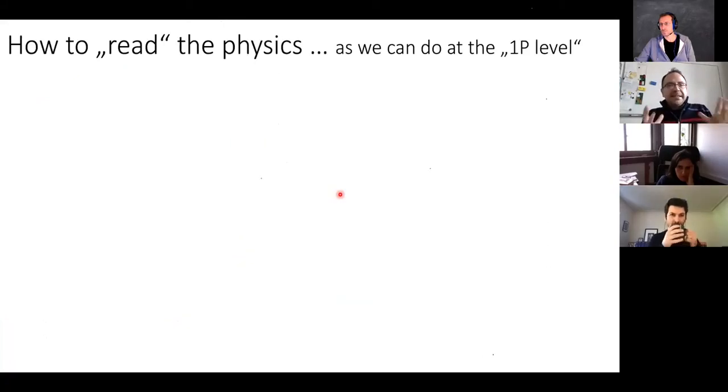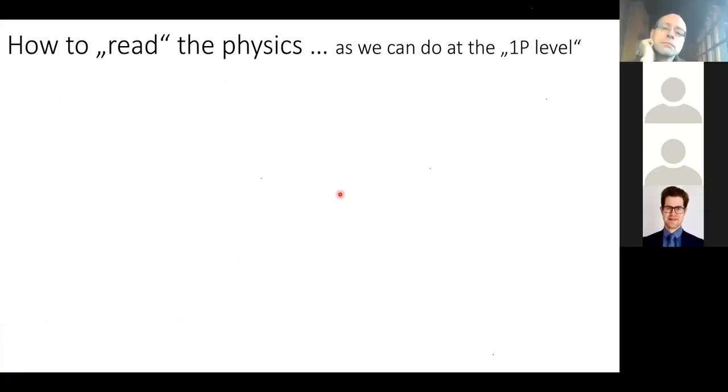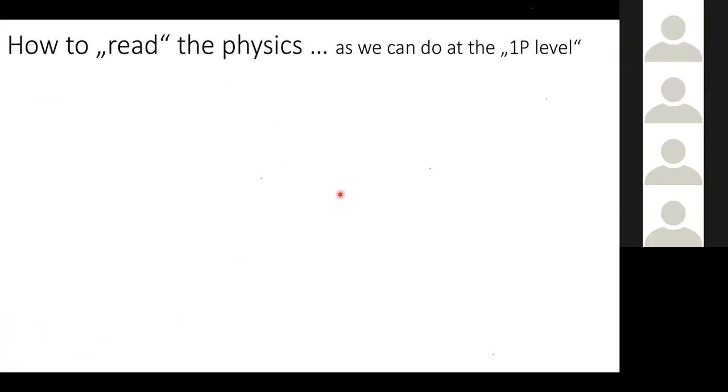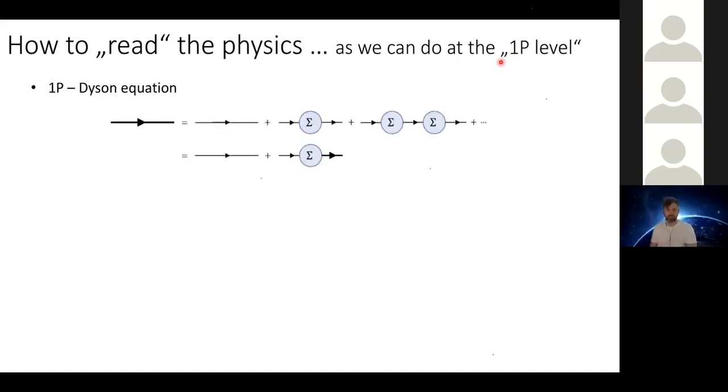So in some sense, my goal here is to learn how to read the physics from the two-particle quantities at the same level of confidence that we have for the moment at the one-particle level. All of us know that the one-particle description in terms of the Green's function formalism is based on the one-particle Dyson equation, which relates the Green's function to the self-energy. And we have a high degree of confidence in dealing with this object.